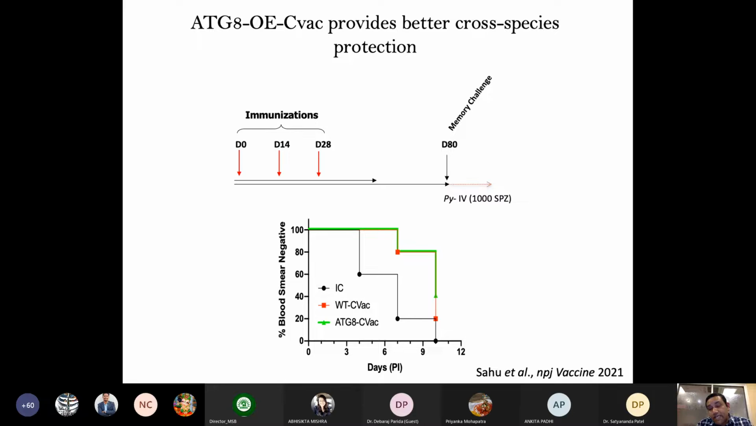Okay, so to test that hypothesis in the rodent parasite, we immunized them with 3 doses of this parasite, and then challenged them with a different species of parasite called Plasmodium yoelii. We used Plasmodium berghei for immunization, but challenged them with Plasmodium yoelii during the memory time point. And we saw better protection as compared to the wild type. So it is not only giving better protection against the homologous parasite, but against the heterologous parasite as well.